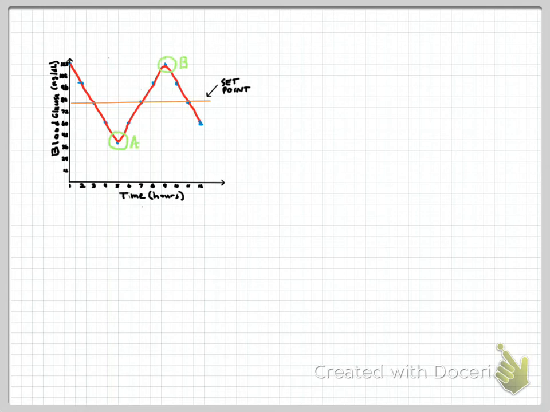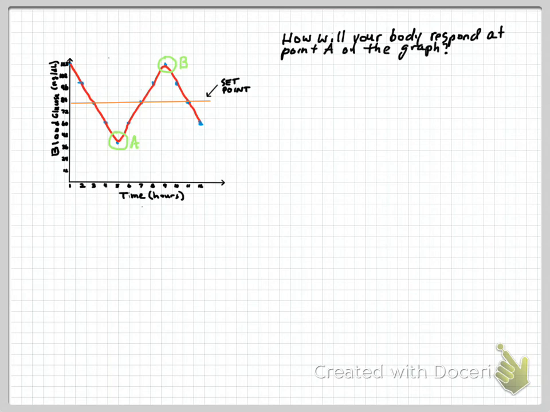And try to see what's going on at different points in the graph. So we're going to look at point A and point B. The first question about point A, the main one, is how will your body respond at that point on the graph? So what we're going to think about is what we've learned in class. When the blood glucose gets too low, how does your body respond? What gland is involved? What hormone does that gland secrete? Where does the hormone go? What's the target cell? What's going to happen in the target cell once the hormone hits that receptor? So let's think about that.